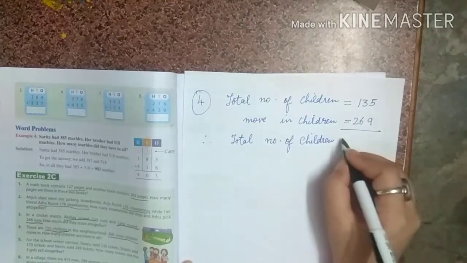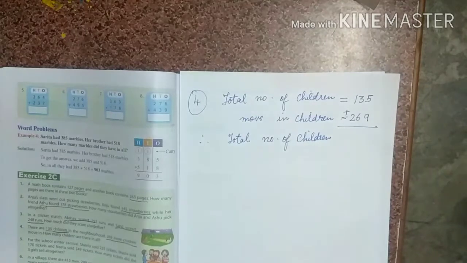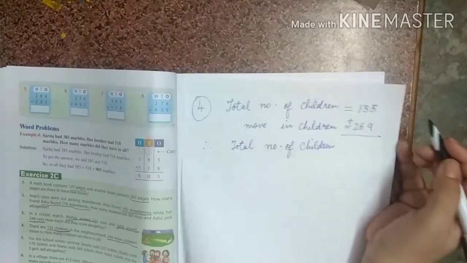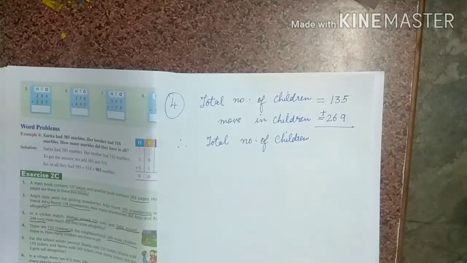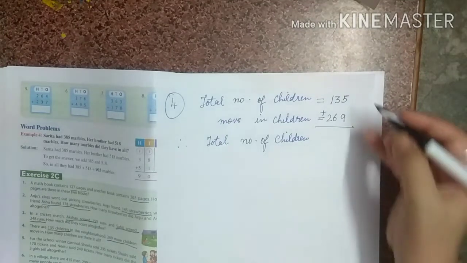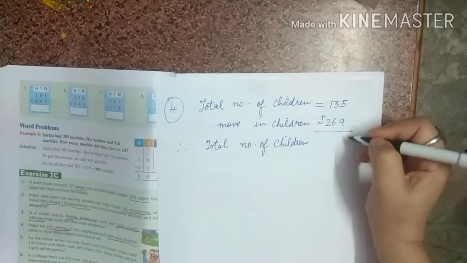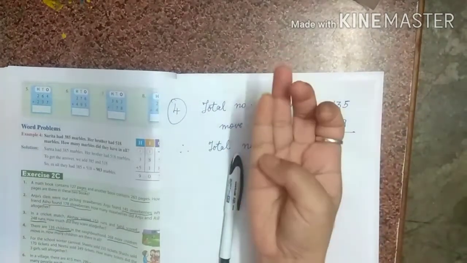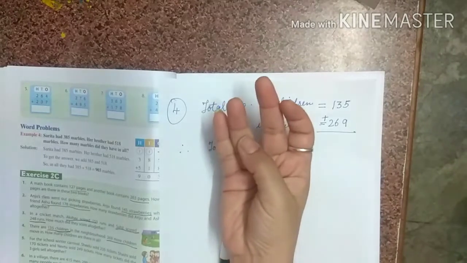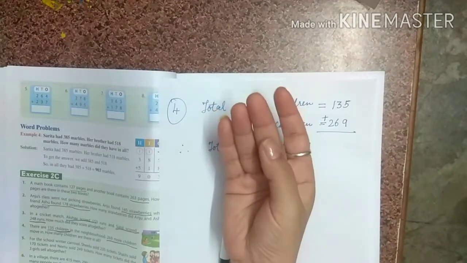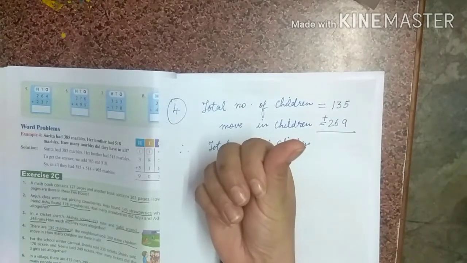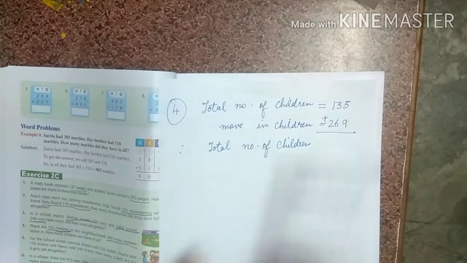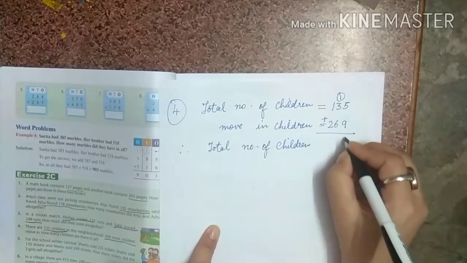Okay. So now what you will do? You will do the addition. So total number of children all together, or how many are there between these? So you will just do the addition. So now add 5 plus 9. So 5, 1, 2, 3, 4, 5. 5 plus 9. 1, 2, 3, 4, 5, 6, 7, 8 and 9. So how much is it coming? It is coming 14. Okay. So carry 1 and 4 here.